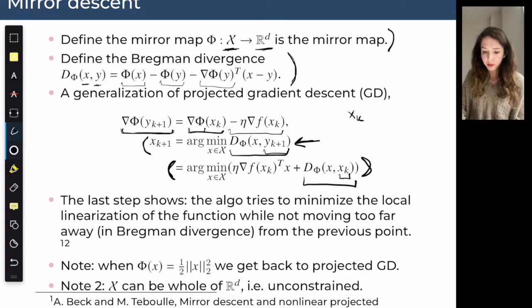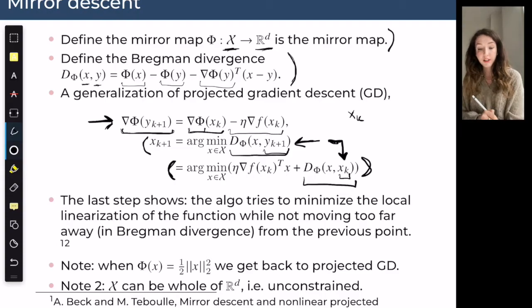So just to give a little bit more insight into how we go from this thing into this second equality, basically just applying the definition of the Bregman divergence and then plugging in this definition of gradient of phi of y_{k+1}. That is how we would obtain this last equality that I have there.